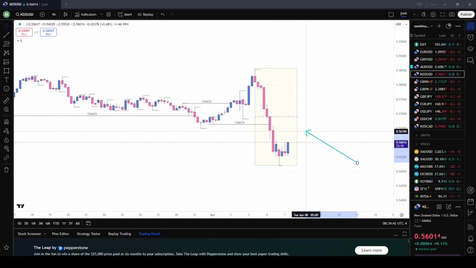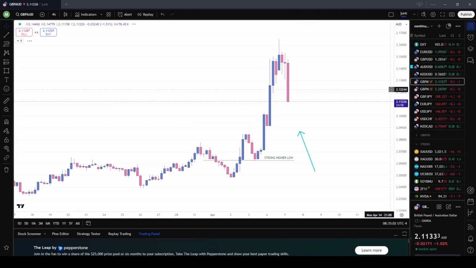But just like with AUD USD, we'll be looking if price action presents itself to take buys back up into premium. But overall, it's a strong push down, looking for a further continuation of that push down once it retraces.